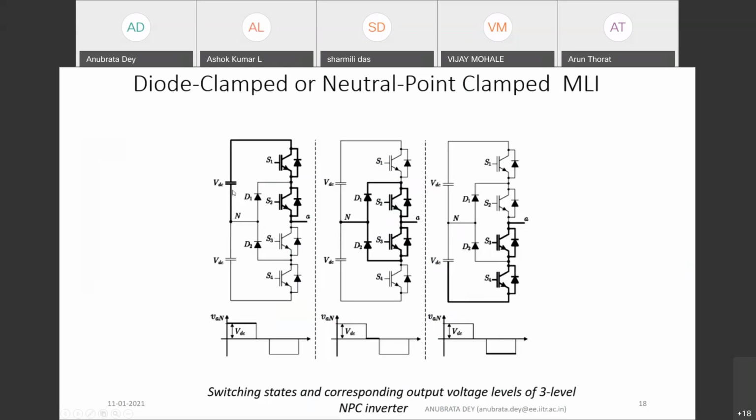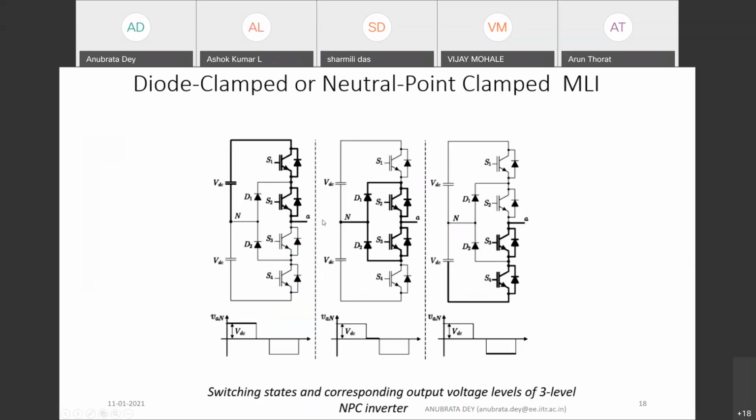And there are three different switching states possible for getting the three different voltage levels at the output, and this is shown nicely here. For the corresponding voltage output level, the corresponding switches need to be turned on. So for plus VDC, you need to turn on both S1 and S2 here. For the middle voltage level, the zero voltage level, you need to turn on both S2 and S3, and then for the bottom one, you have to turn on both S3 and S4.